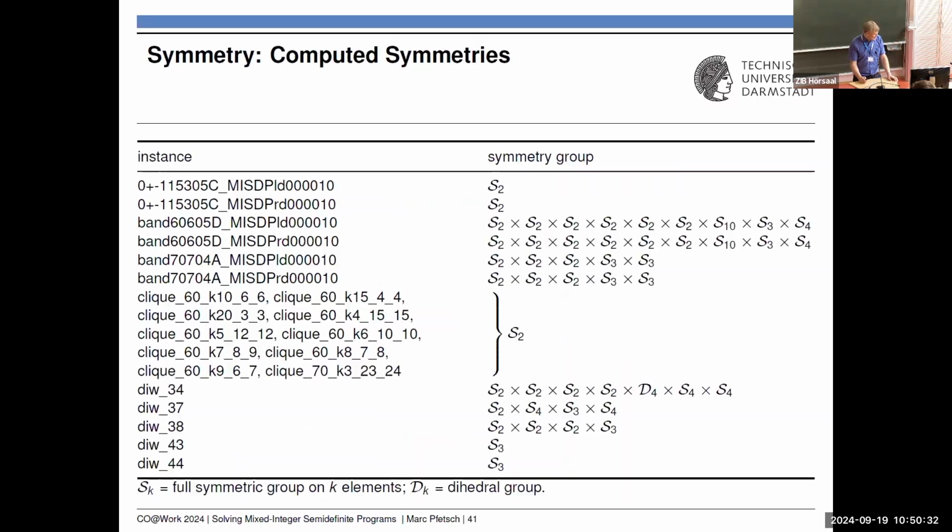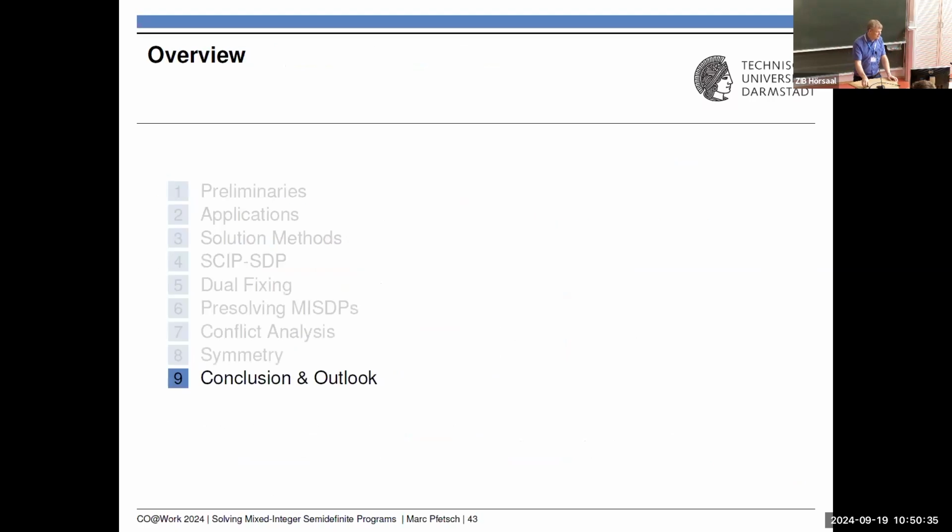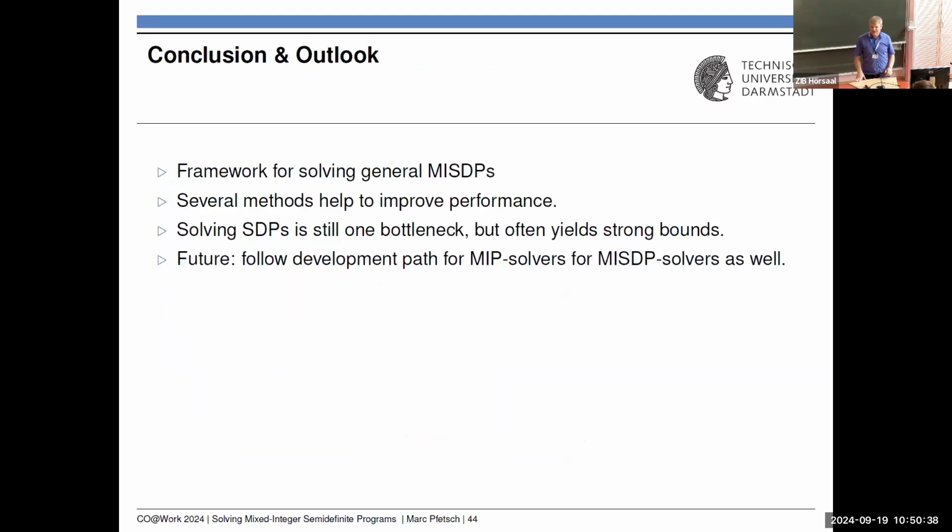Okay, let's jump over symmetry and come to the conclusions and outlook. So what should you take away from this talk? First, I hope that you have understood what mixed integer SDPs are, why they might be useful, also the possible complications that you have to deal with, but also that it's possible to generalize many of the methods that you've seen for linear programs. And there are many techniques that help to improve performance. Conflict analysis is just one of them.